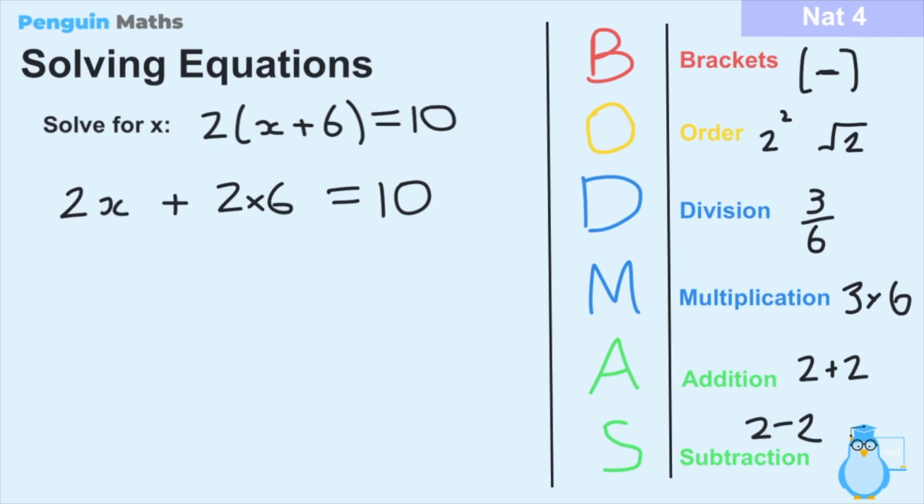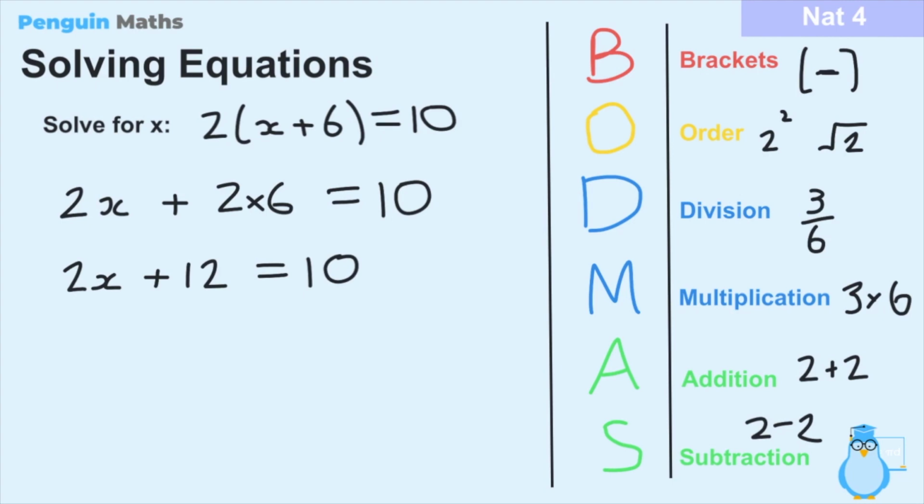So then working our way down BODMAS, we know that we don't have any square numbers or square root numbers, so we can forget about that. We don't have any numbers being divided at the moment, but we do have two multiplications, one here and one here, and that's what we do before we do any addition or subtraction. So we begin with the multiplication. On the left hand side we already have 2x, and then we do 2 times 6, and that's 12, all equal to 10.